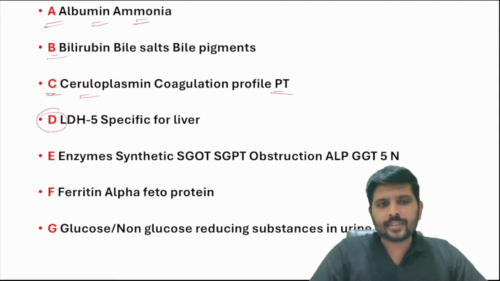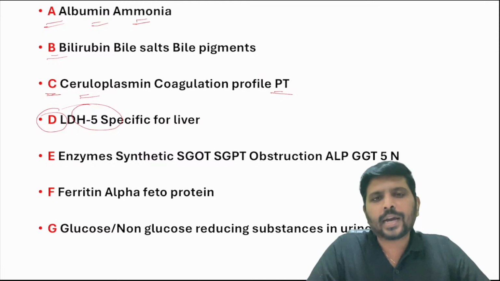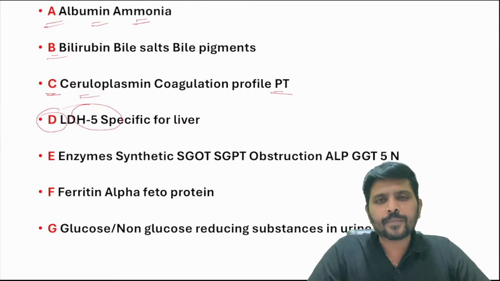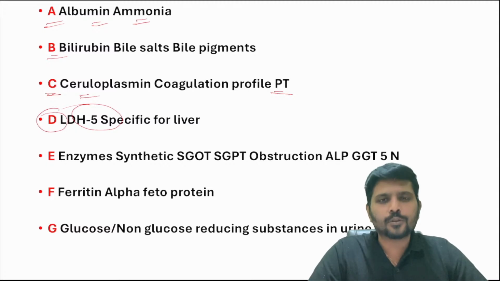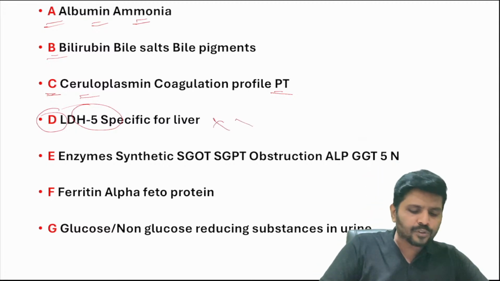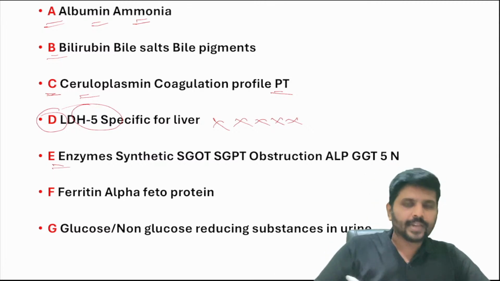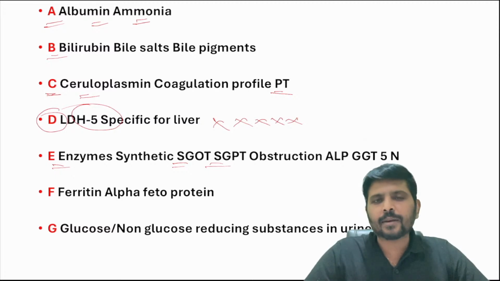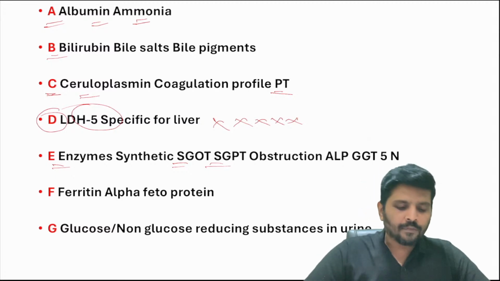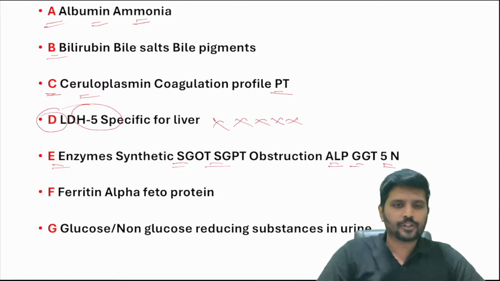D, I don't have anything for D, I just added LDH 5. Even though you have LDH 1, 2, 3, 4, 5, the one which is specifically released from the liver is LDH 5. But basically we don't do these tests in routine practice. E stands for enzymes. Enzymes we already discussed. AST and ALT are liver parenchymal enzymes, whereas alkaline phosphatase, gamma glutamyl transpeptidase and 5-nucleotidase indicate bile duct function.